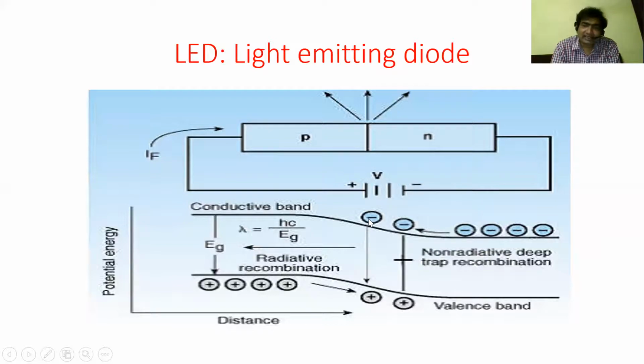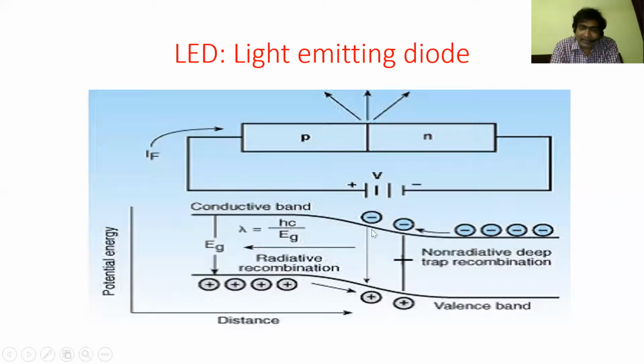Now, this electron which enters into the p region is a minority charge carrier, and this hole which enters into the valency band of the n region is a minority carrier. So here I am injecting minority charge carriers. That's why it is called injection electroluminescence. So this process is called as what? Injection of minority charge carriers.